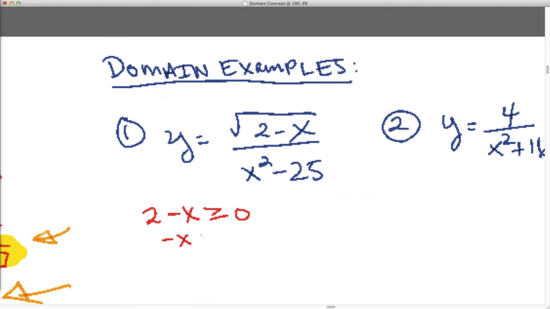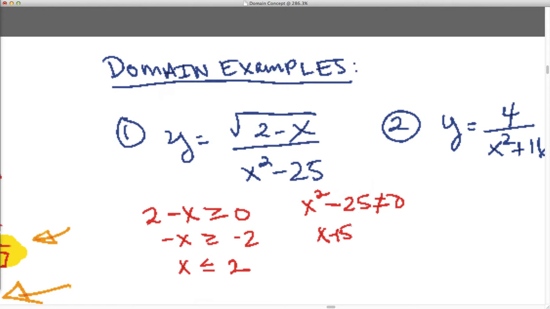Let's say you didn't see that and you divide by the negative. Don't forget to change your direction of the inequality. Either way, you should end up with that as part of your answer. And then the other part is that the bottom cannot equal 0. So we get x plus 5, x minus 5, because it's a difference of two squares. And then you're going to get x cannot equal plus or minus 5.